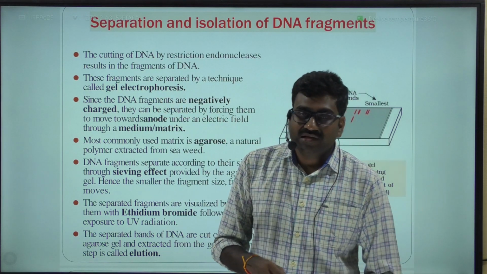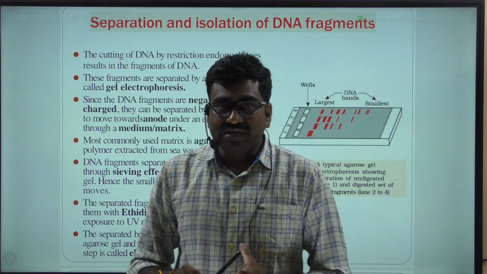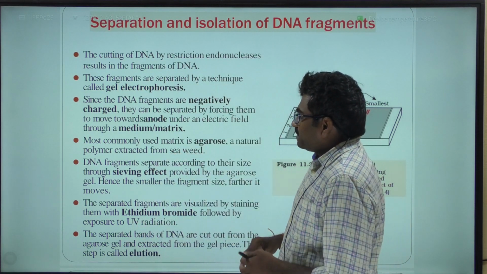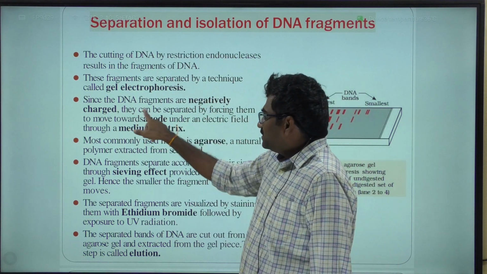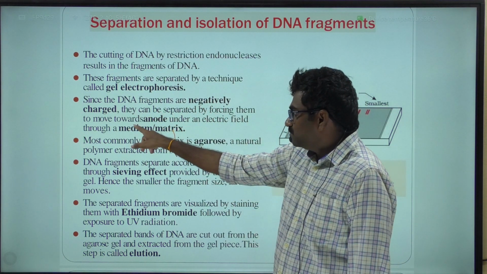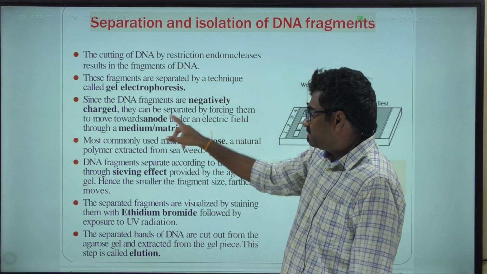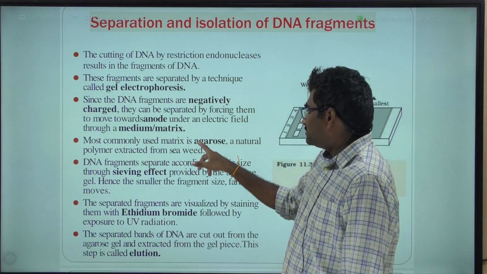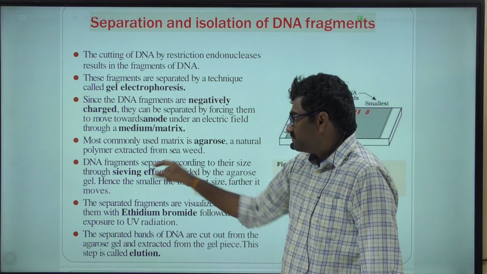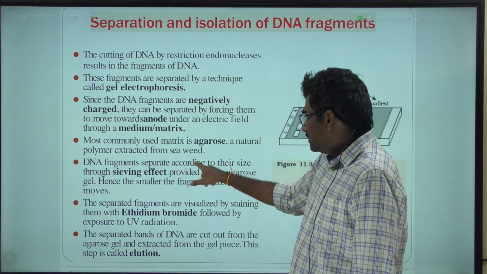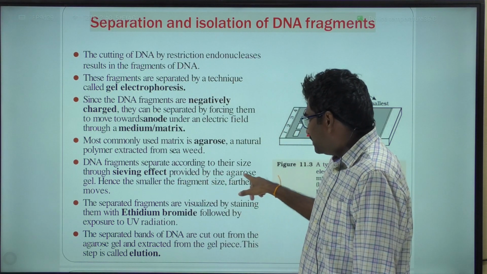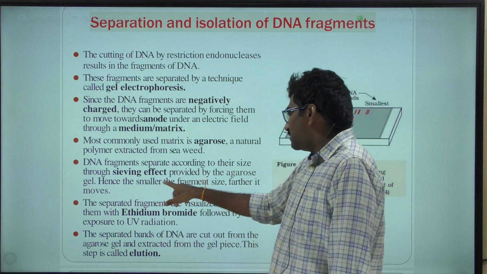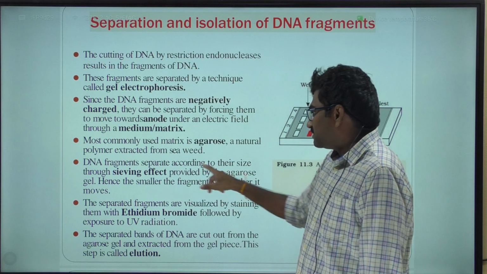So agarose is extracted from the red algae, Gelidium and Gracilaria. Since the DNA fragments are negatively charged, they can be separated by forcing them to move towards the anode under the electric field through a medium matrix, which provides the sieving effect. The DNA fragments separate according to their size through the sieving effect provided by agarose gel. Hence, the smaller the fragment size, the further it moves.